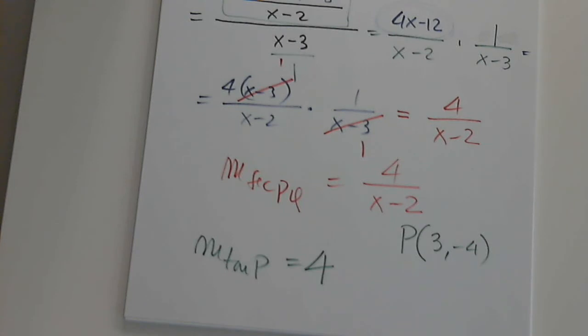What if I put 3.01? What if I put 3.00001? Just give me the 4. Because now I'm so close to 3 that you cannot even see it. I'm that close. So I brought Q so close to P that now really this line is the tangent. And the slope is 4.